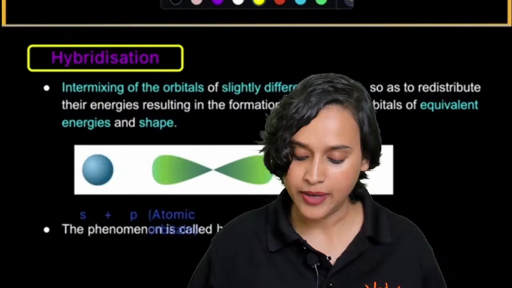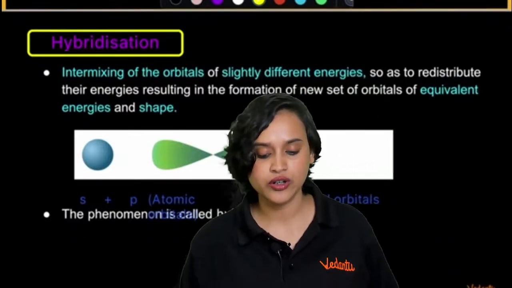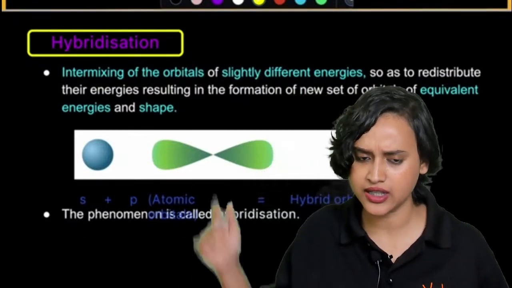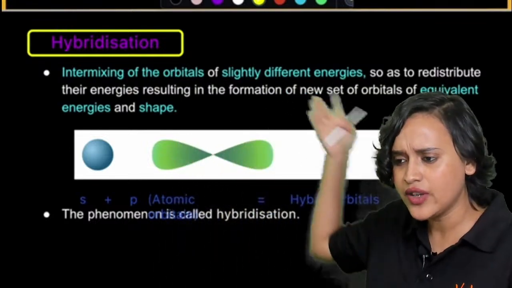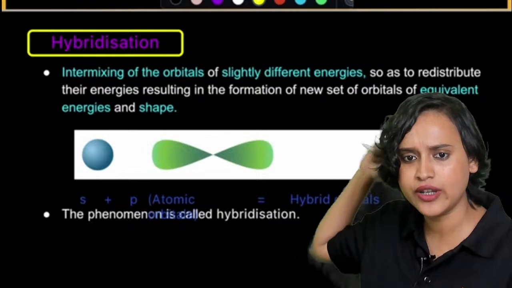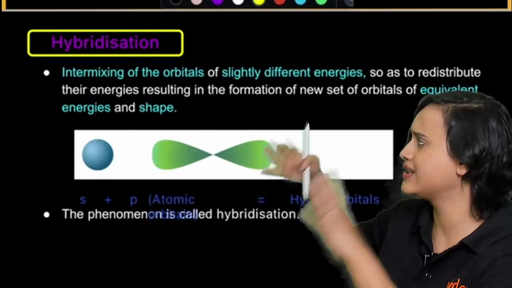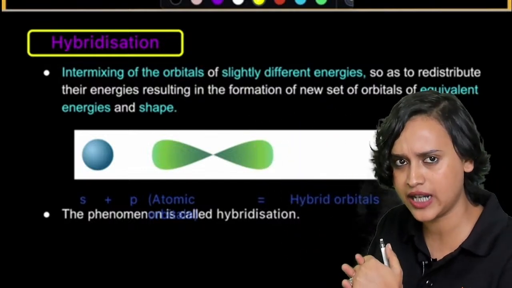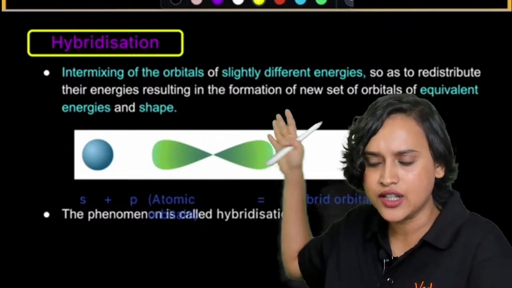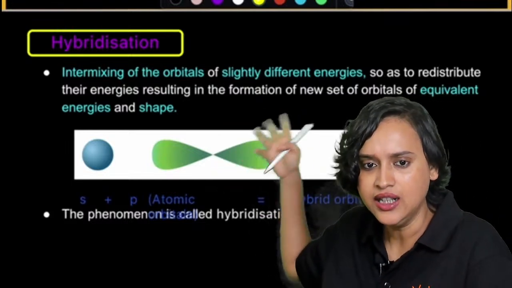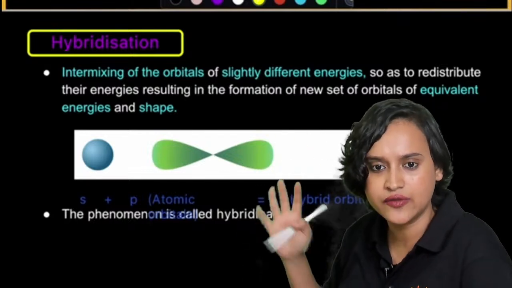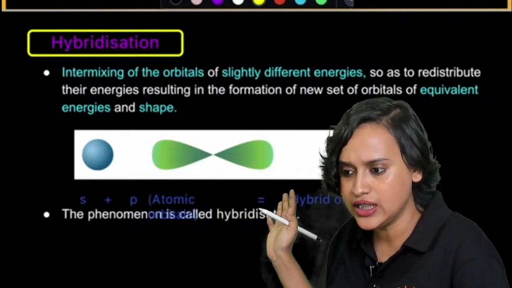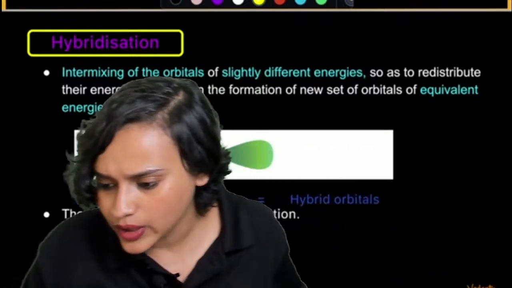Now, let's talk about hybridization a little bit more. I think we have spoken about hybridization. We have already spoken about it before we got into the steric number and all of this. We are done with hybridization, correct? Intermixing of the orbitals of slightly different energies so as to redistribute their energies, resulting in the formation of new orbitals. We're done with this?